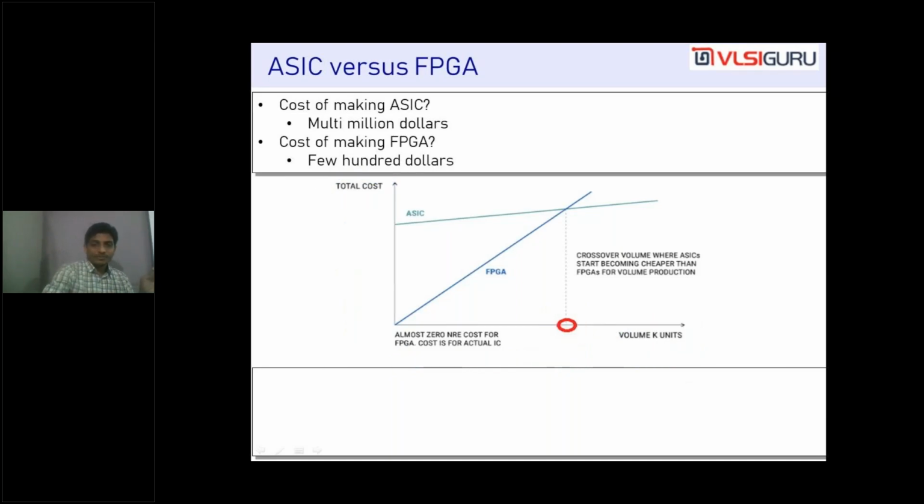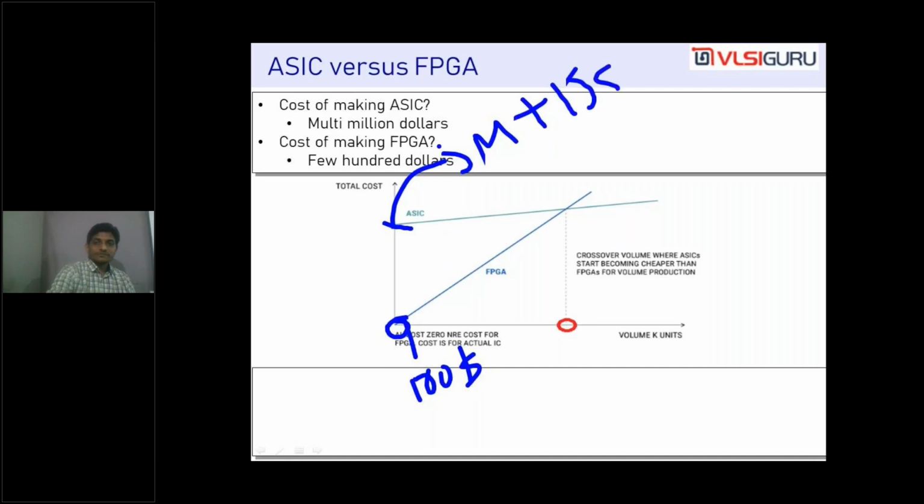Let's say you are manufacturing only one unit. In FPGA, it costs only $100. In ASIC, it will cost you a minimum of $5 million plus $15. Now, you may ask, how did you come up with 15? It's just a hypothetical case. It could have been 20, 25, 5, anything. Let's say 5 million plus $15.